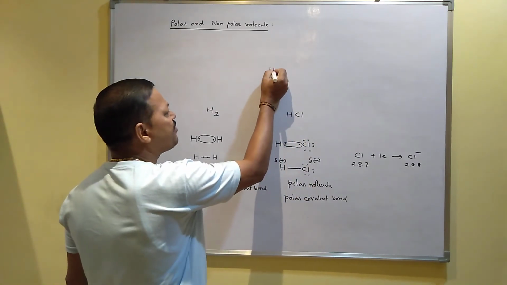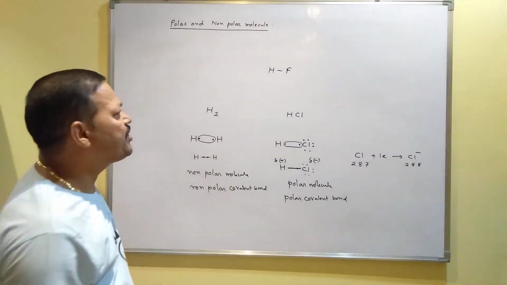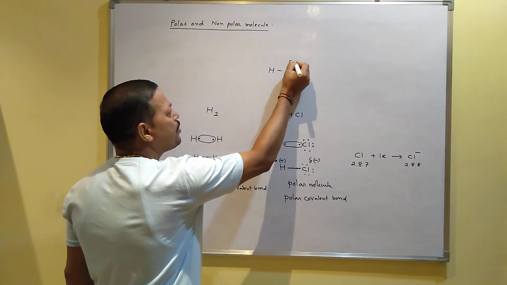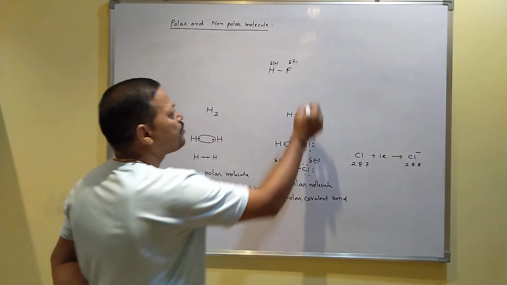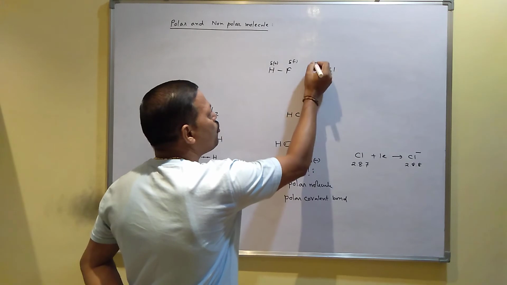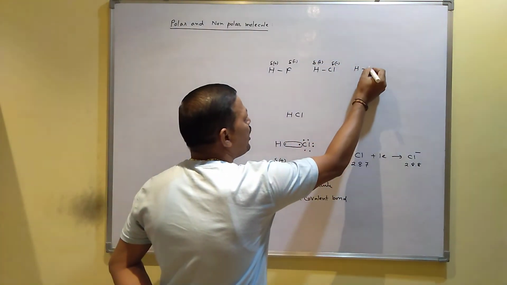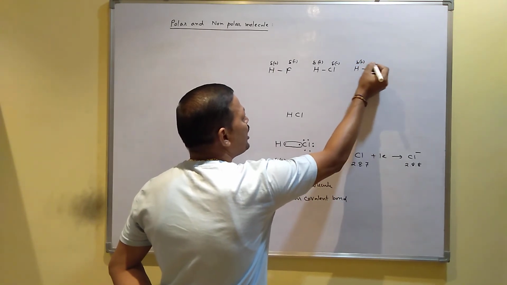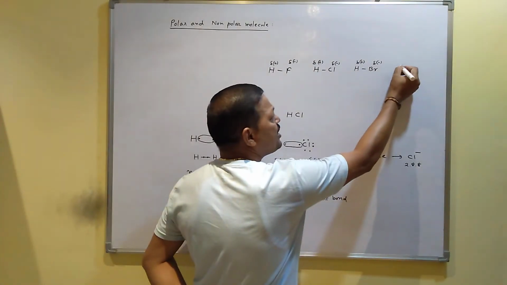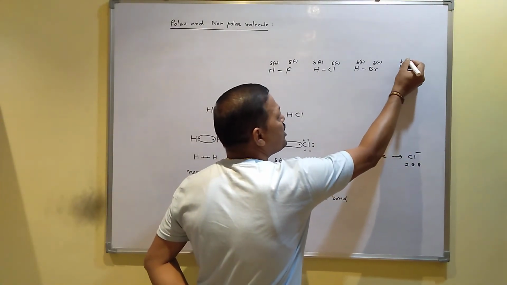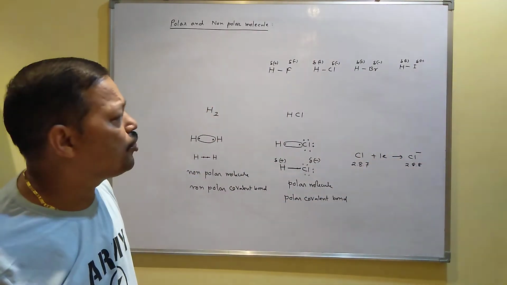Similarly, HF is another polar molecule because fluorine is more electronegative than hydrogen. So fluorine will be delta minus, hydrogen will be delta plus. HCl is one example of a polar molecule, already I have given. HBr is one example of a polar molecule due to the electronegativity difference between hydrogen and bromine. HI is one example of a polar molecule, hydrogen is delta plus, iodine is delta minus. So these are all examples of polar molecules.